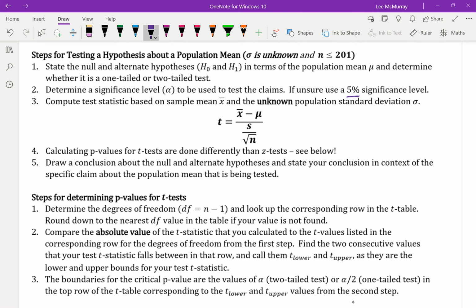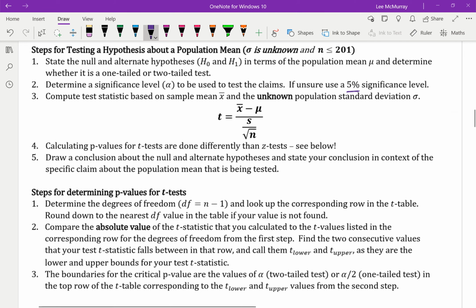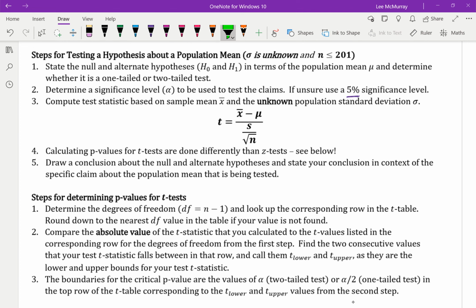Next, computing the test statistic based on the sample mean x bar and the unknown population standard deviation. So now we're using s as the sample standard deviation, so the t-distribution. That's key because you need to be aware of those requirements for using the t-distribution versus the z-distribution, because they're both population means. Calculating p-values for the t-test is done differently than the z-test, so we're going to look at that.